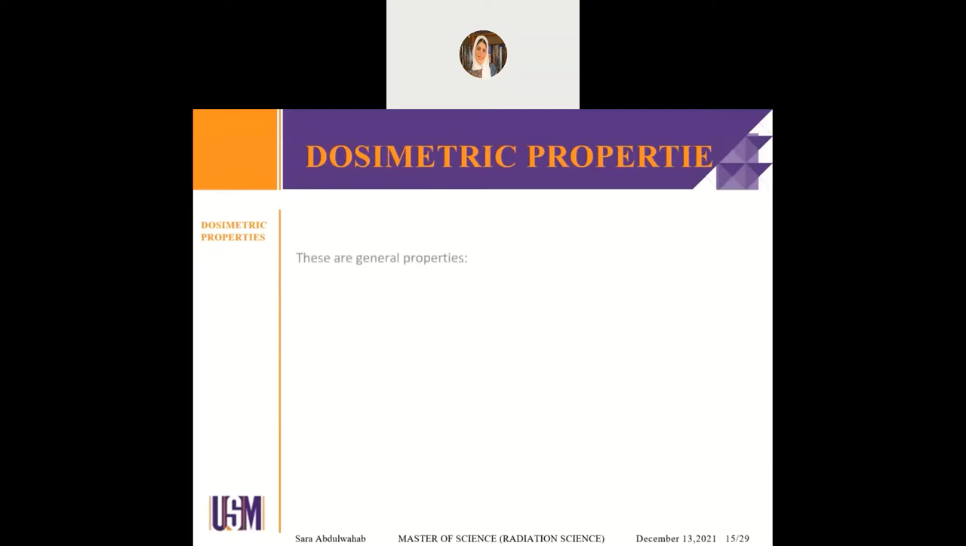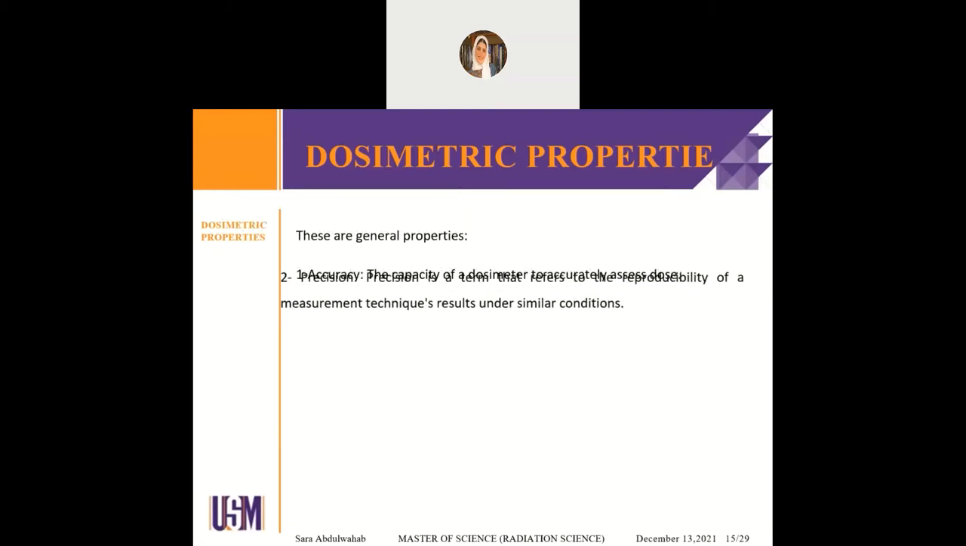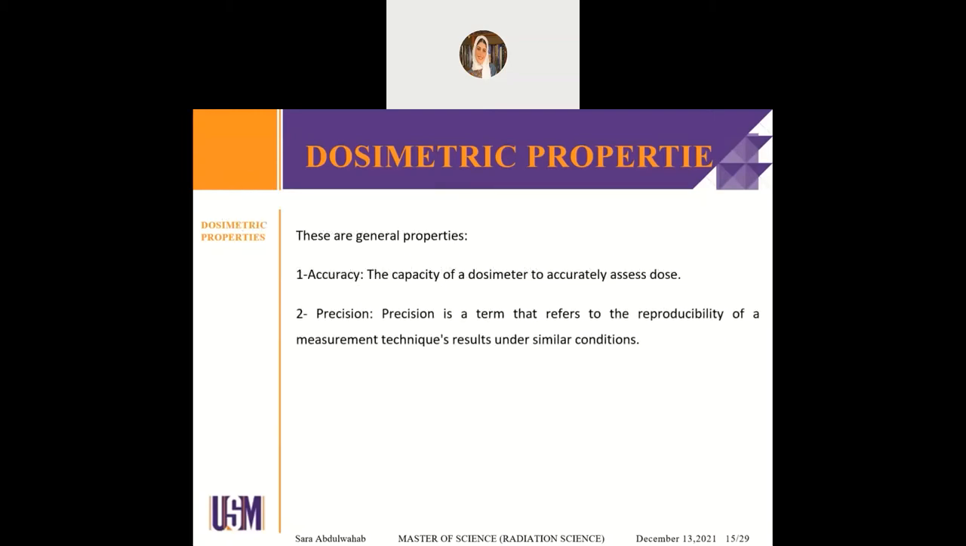First, accuracy. Accuracy is the capacity, or let me say how much the dosimeter or the device is capable of giving an accurate reading or an accurate measurement. This is the accuracy. The second one is precision. Precision actually refers to the reproducibility. What do we mean by reproducibility?